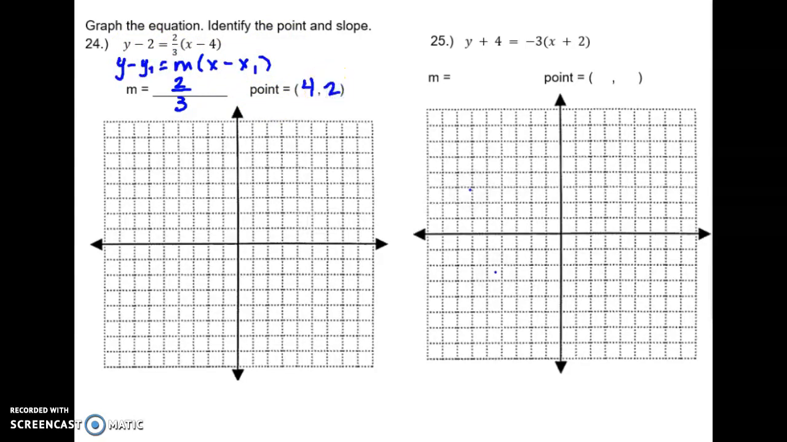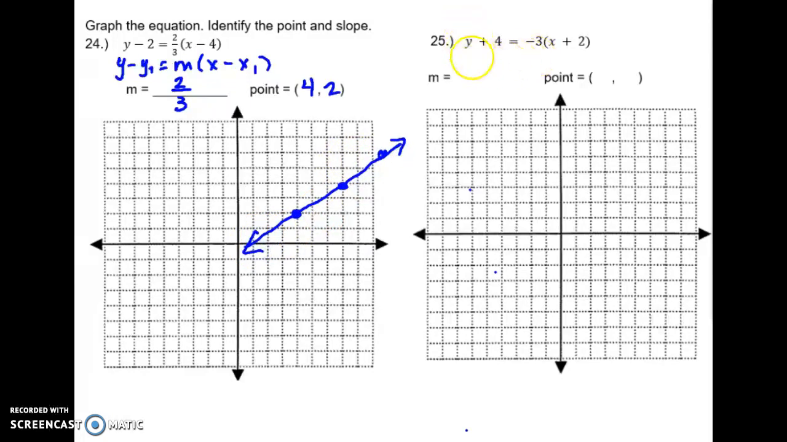So if we wanted to graph it, we could start at the point 4, 2. 1, 2, 3, 4, 2. So there's 4, 2, and our slope is 2/3. Rise 2, run 3. All right, so there's the equation of the line.